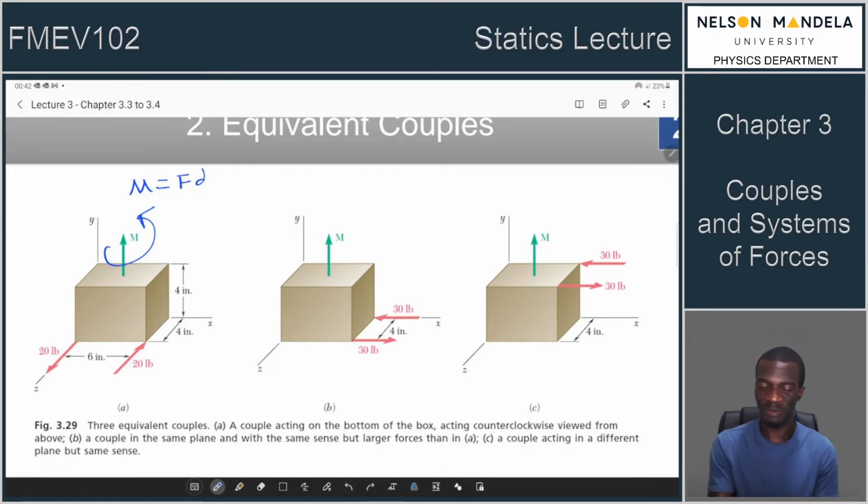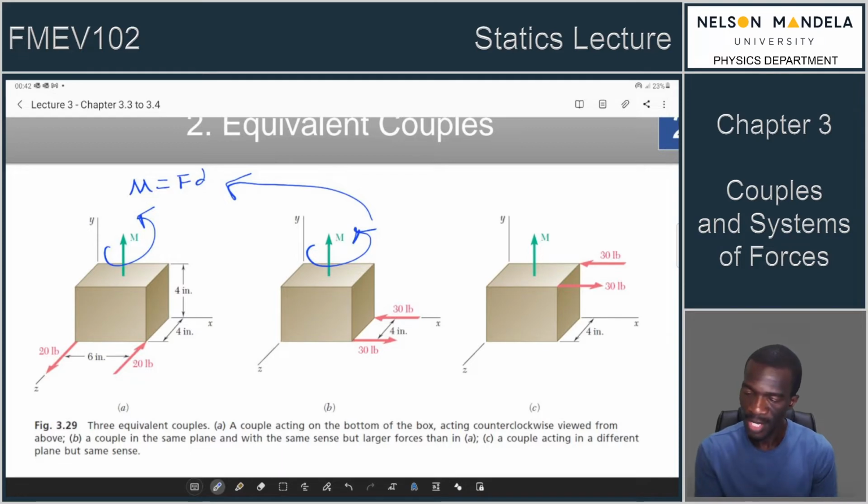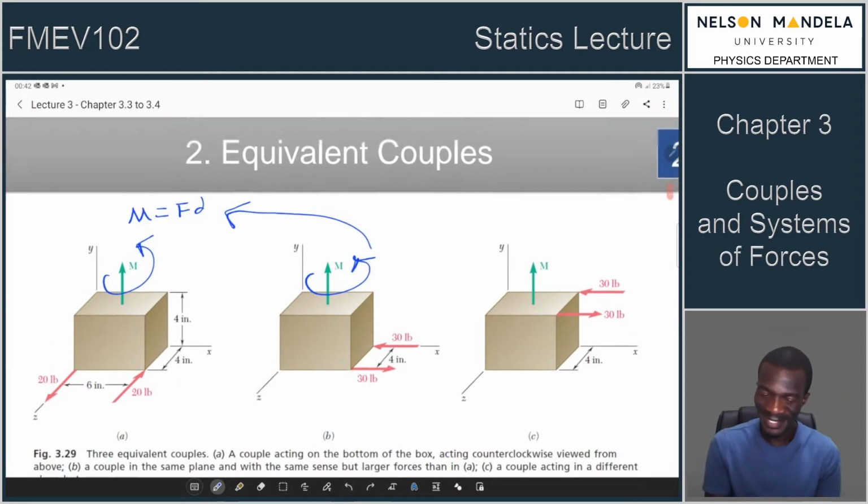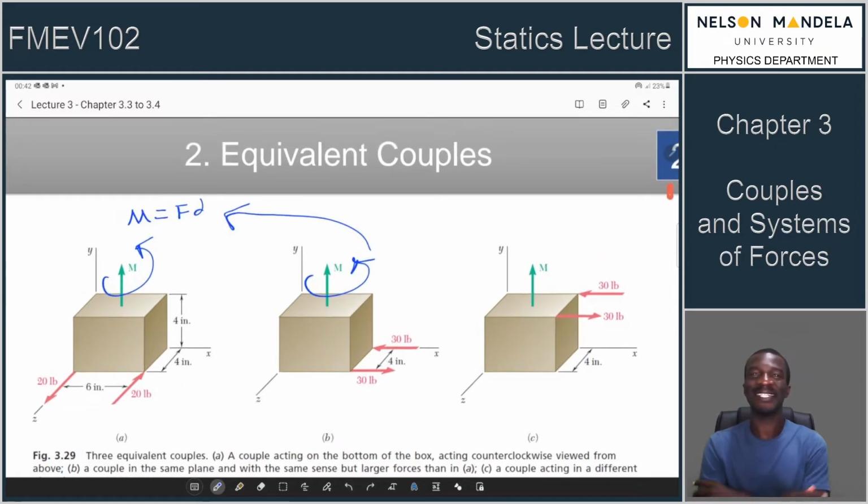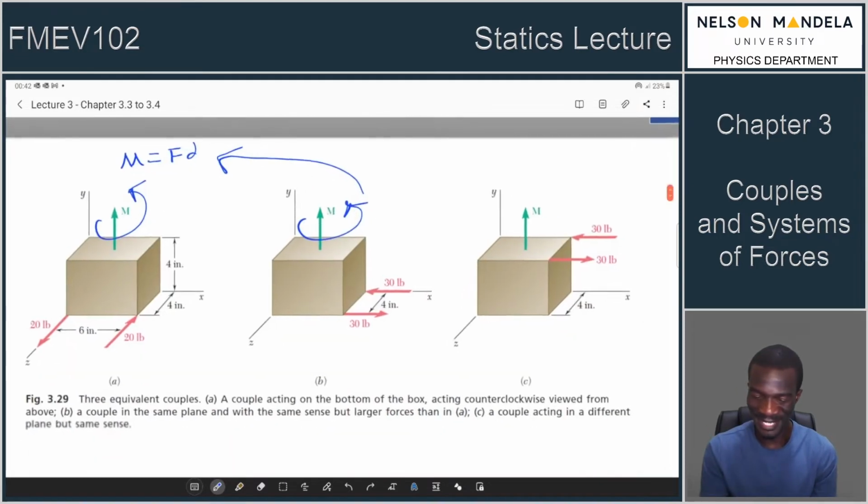So what would be your moment? It's exactly the same as that. Sense of rotation, it's also exactly the same as what we had before. So it would rotate in the what? In the j direction. We also have the same forces that are acting at another point. So this diagram makes it appear as if it doesn't matter where the forces are located. As long as they are forming a couple, then they will generate the same effect.